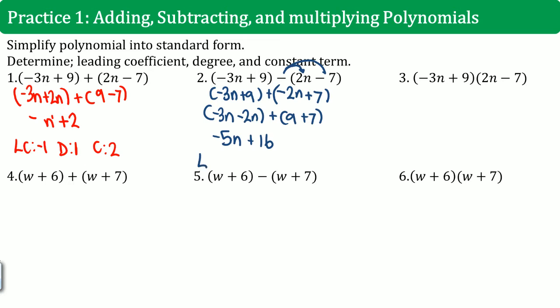The leading coefficient here is negative 5. The degree, which is the power on the n, is just 1. And the constant term is 16.